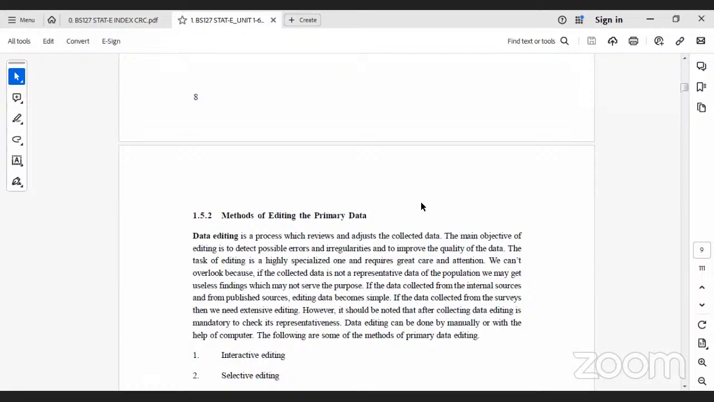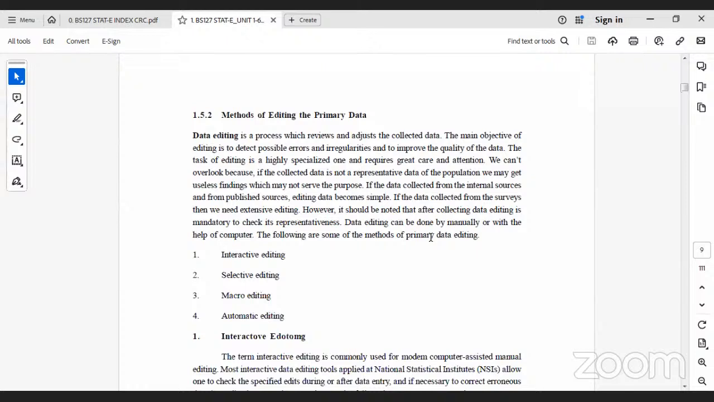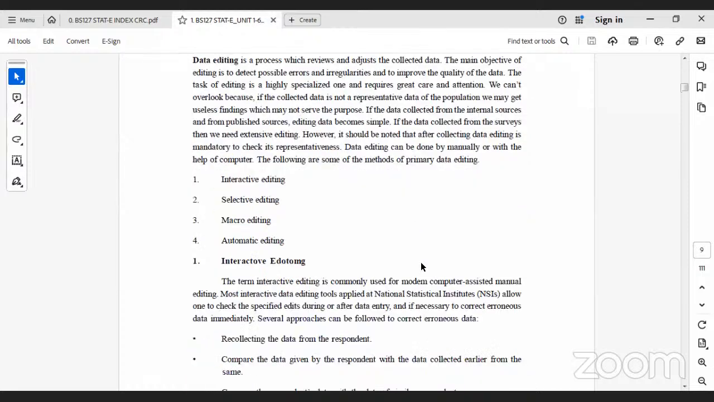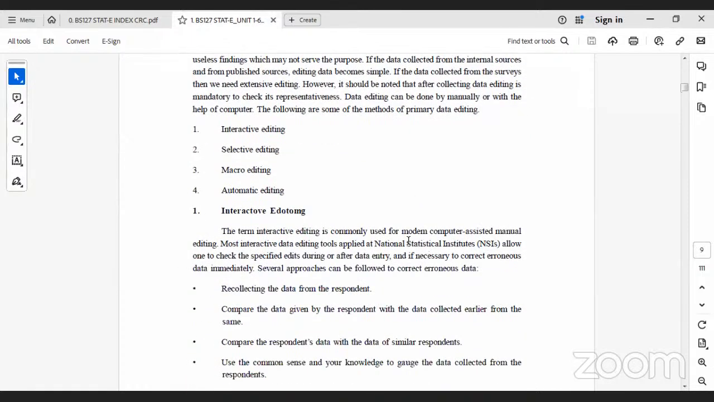The following are some methods of primary data editing. This is also most important for the exam: interactive editing, selective editing, macro editing, and automatic editing. They will ask in the small question: write about interactive editing, write about selective editing, write about macro editing, and write about automatic editing. So here, interactive editing first.